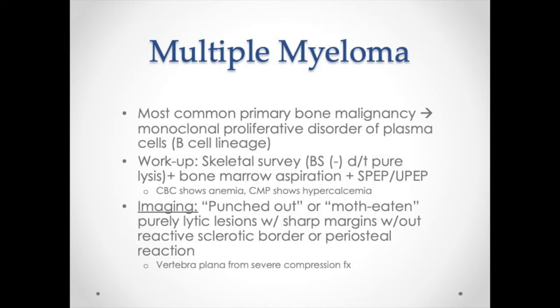Imaging typically demonstrates the classic punched out or moth-eaten purely lytic lesions with sharp margins without a reactive or sclerotic border or periosteal reaction. Vertebra plana is very common in this disease, from severe compression fracture when there's diffuse infiltration of a vertebral body with subsequent structural collapse.